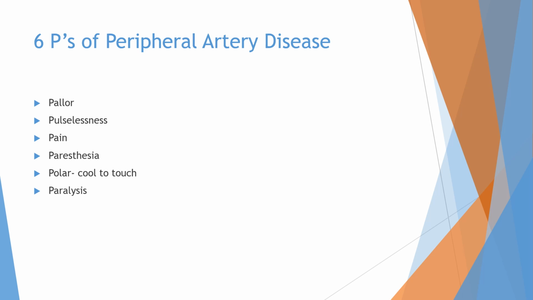If we have an emergent occlusion, that's when we'll see that pistol shot, and that's when we have all of these symptoms very quickly, where we can see these chronically in somebody who has long-term peripheral artery disease.